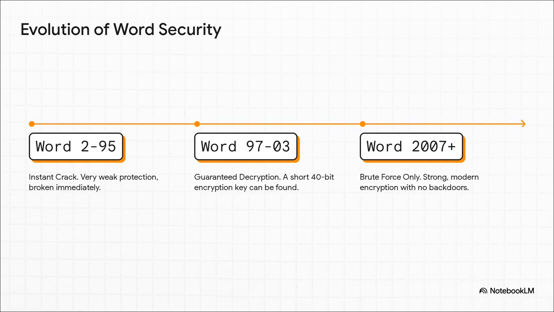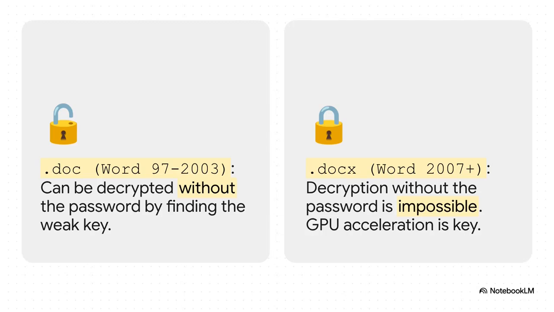password. But then, in 2007, everything changed. They rolled out strong, modern encryption with zero backdoors. The only way in now is to guess the password. This slide just drives that point home. It's the old doc versus the modern docx. With an old doc file, you are guaranteed to get in because you can just find that weak key. With a modern docx file, no way. Decryption without the password is flat out impossible. The only way forward is what's called a brute force attack, trying every single possible password until you hit the right one. And that's where your hardware comes into play.